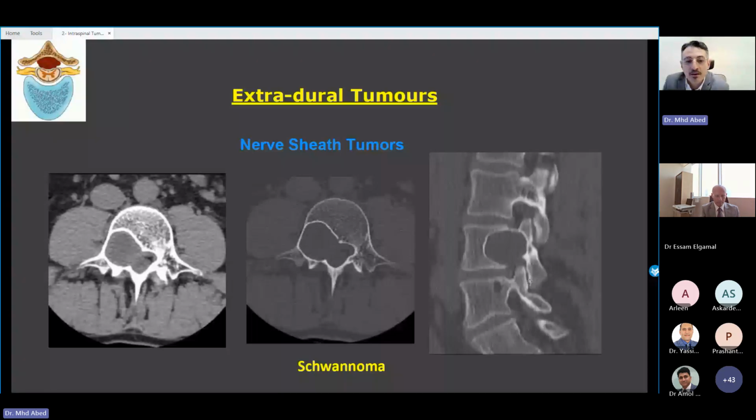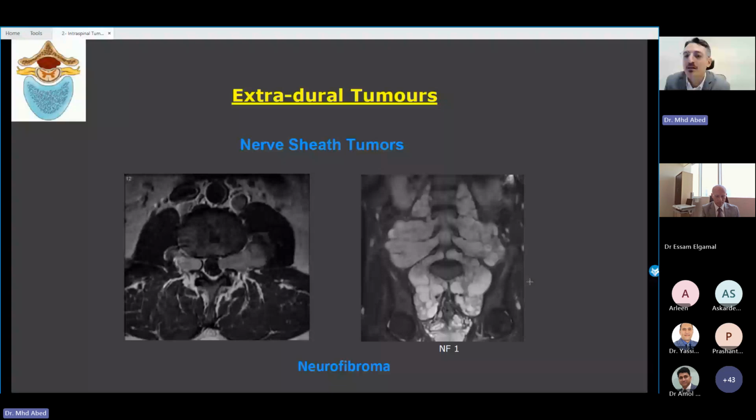This is also a schwannoma. About the neurofibroma, they have the same imaging features, but if we have multiple lesions like this, this patient has neurofibromatosis type 1, which has this plexiform neurofibromatosis. So the neurofibroma is usually multiple, while the schwannoma is usually one single lesion.